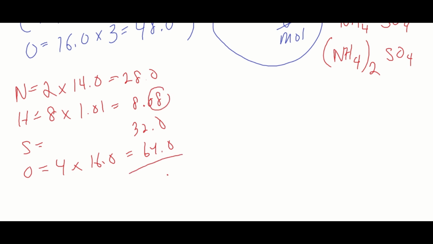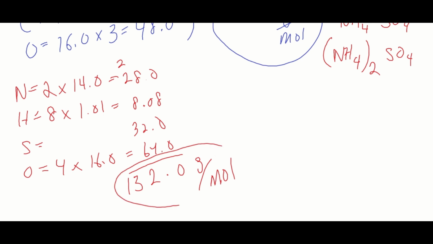All right, that 8 is in the hundredths place. The other values don't have that precision, so we can't use that when we're adding. So that's just a 0, 8, 8, 16, 10, 22. 132 grams per mole is the molar mass for ammonium sulfate.